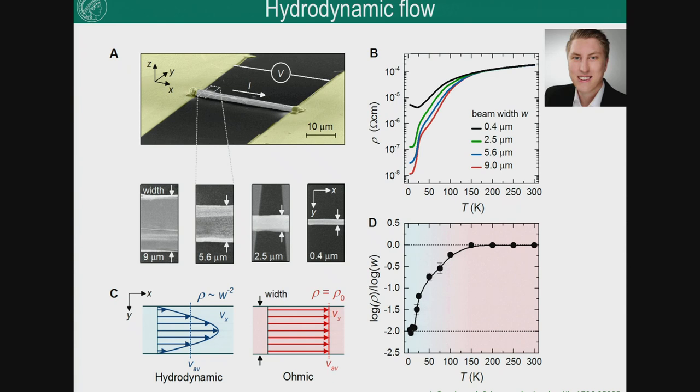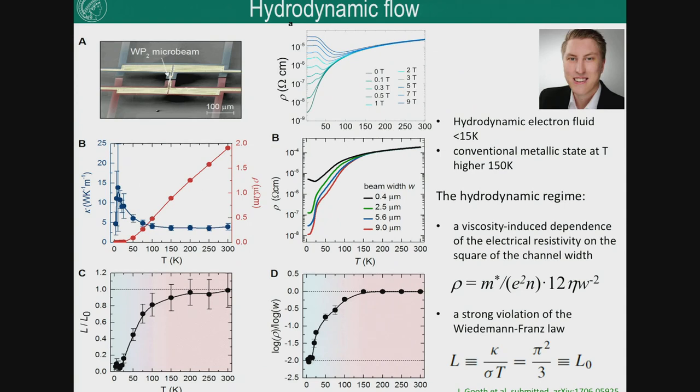And there was a prediction that if it's a viscous flow, it should go with the width squared, and if it's a Drude gas, it should have no width dependence. And here you see as a function of temperature the width dependence, and at high temperature there's no width dependence, and at low temperature there's a width dependence, the square, which shows really evidence for hydrodynamic flow in these materials.